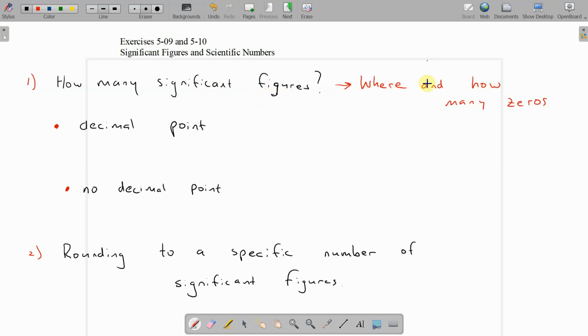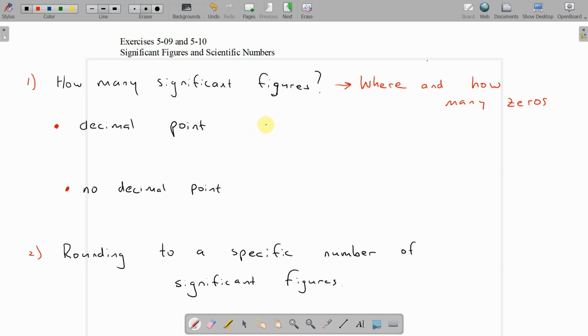The first one is, in a number, where and how many zeros are there? That's a key issue. Where and how many zeros? That's going to determine how many significant figures it has. Okay, next thing is, does a number have a decimal point?